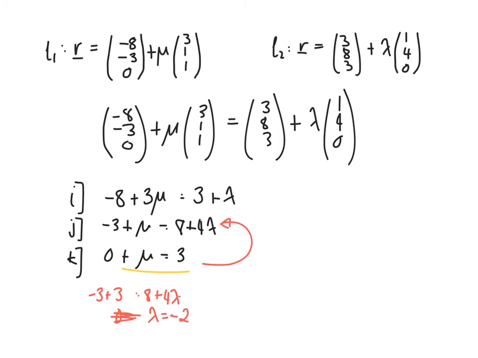Great. What does that tell me? Well, that tells me that for the value of mu equals 3 and the value of lambda equals minus 2, these two lines meet each other in the j and k dimensions. This is what I mean about checking in that third dimension.